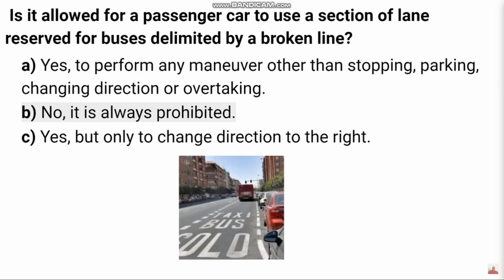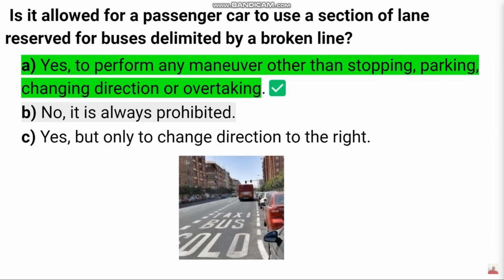Is it allowed for a passenger car to use a lane reserved for buses delimited by a broken line? A. Yes, to perform any maneuver other than stopping, parking, changing direction or overtaking. B. No, it is always prohibited. C. Yes, but only to change direction to the right. So the answer will be A. Yes.